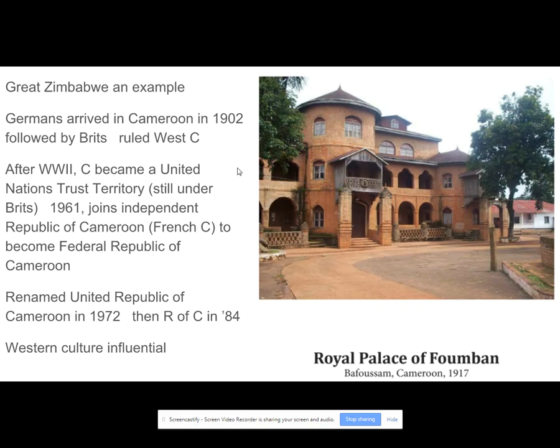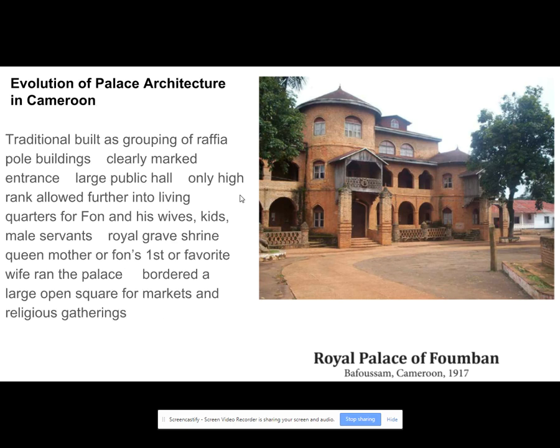So Great Zimbabwe, the stone hill, was an example. Germans arrived in Cameroon in 1902, followed by the Brits, and they would rule West Cameroon. After World War II, Cameroon became a United Nations Trust territory, but was still under control of the Brits. In 1961, it joins Independent Republic of Cameroon, French Cameroon, but later becomes Federal Republic of Cameroon, and then is renamed United Republic of Cameroon in 72, and then Republic of Cameroon in 84. Western culture is still influential.